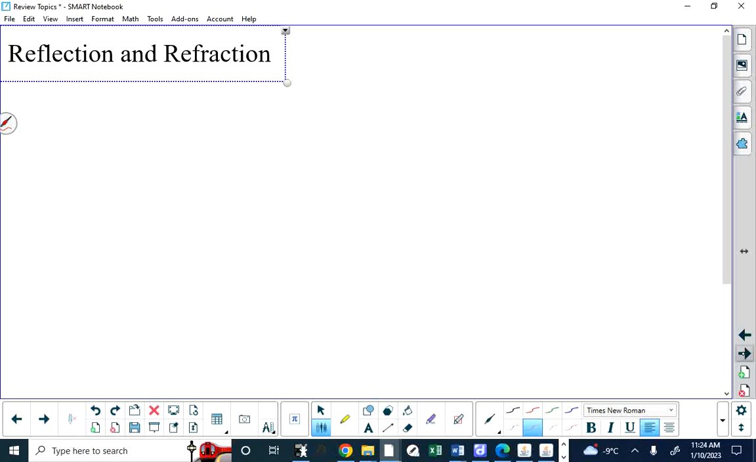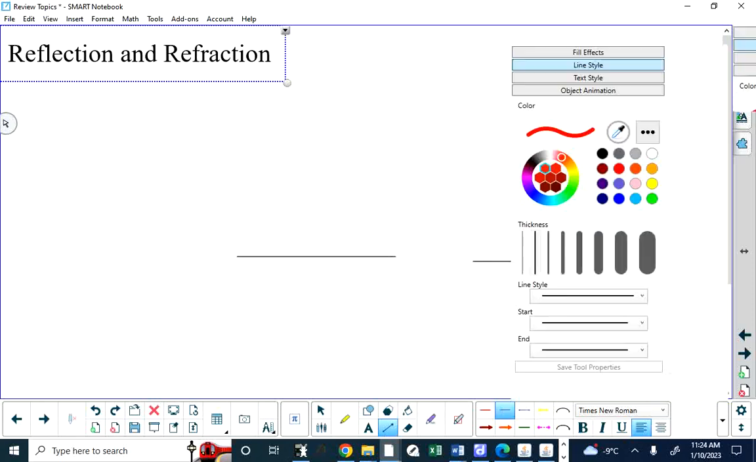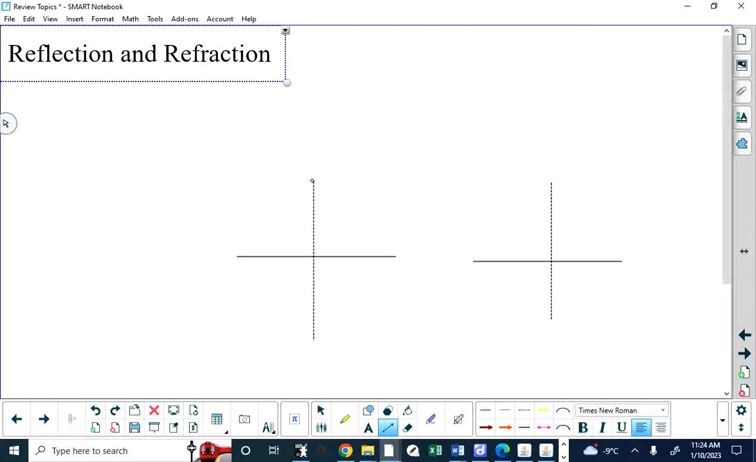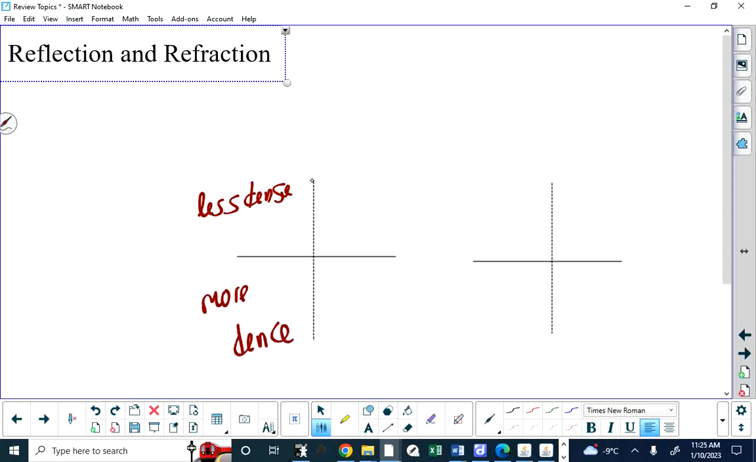I think reflection is fairly straightforward. The law of reflection simply states that the angle that the wave comes in at, which is called the angle of incidence, is the same as the angle that it leaves at, which is called the angle of reflection. But with refraction, we finished off the lesson on refraction by looking at two situations. And these are the two things you need to know about refraction. And this is in your notes.